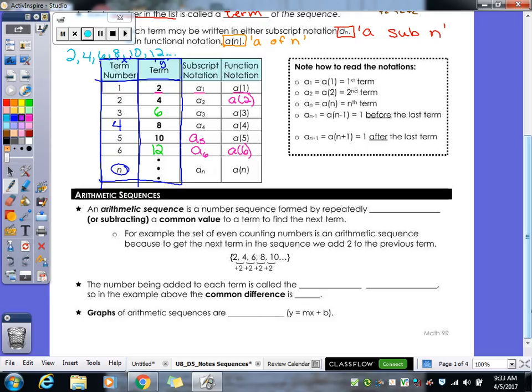All right, so as I said, we're going to deal with two types of sequences. First one is arithmetic sequence. Your arithmetic sequence is a sequence in which the pattern is formed by repeatedly adding or subtracting a common value. So your arithmetic sequences look a lot like your linear functions. Arithmetic sequences, your linear functions, those are pretty much the same thing.